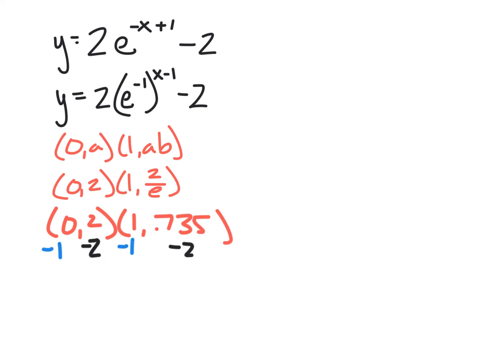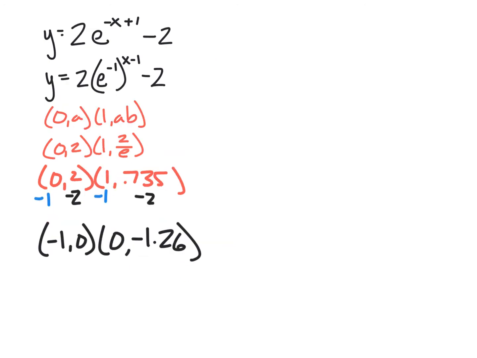All right, so next we see that each of the points move left 1, so I subtract 1 from the x's, and they move down 2, so I'm subtracting 2 from the y's. All right, so my final 2 points are going to be (-1, 0), and (0, -1.26). And this is going to have a horizontal asymptote at y equals negative 2 because it was shifted down 2.